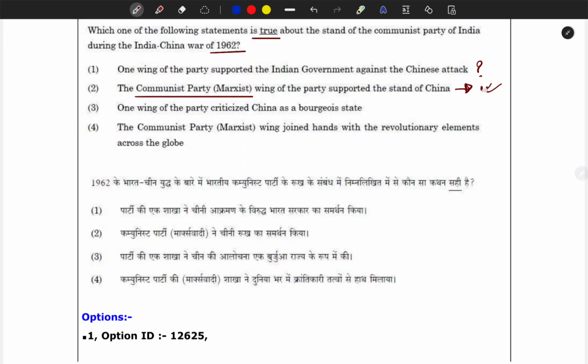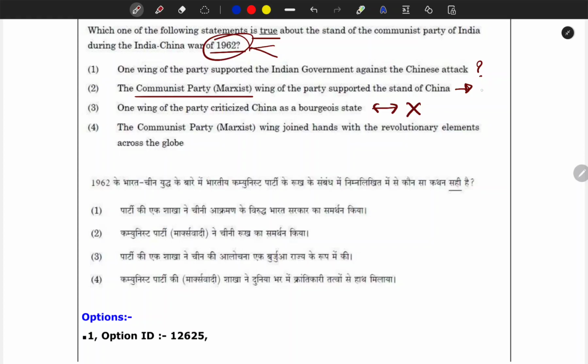So we will decide on this later on. It was later, not in 1962. One wing of the party, but there was a rift in 1962. We will talk about that. One wing of the party criticized China as a bourgeois state. Okay, so here there is a paradox. This statement is itself a critical statement, that a Communist Party criticizes China as a bourgeois state. How can that happen? So this statement is absolutely wrong.